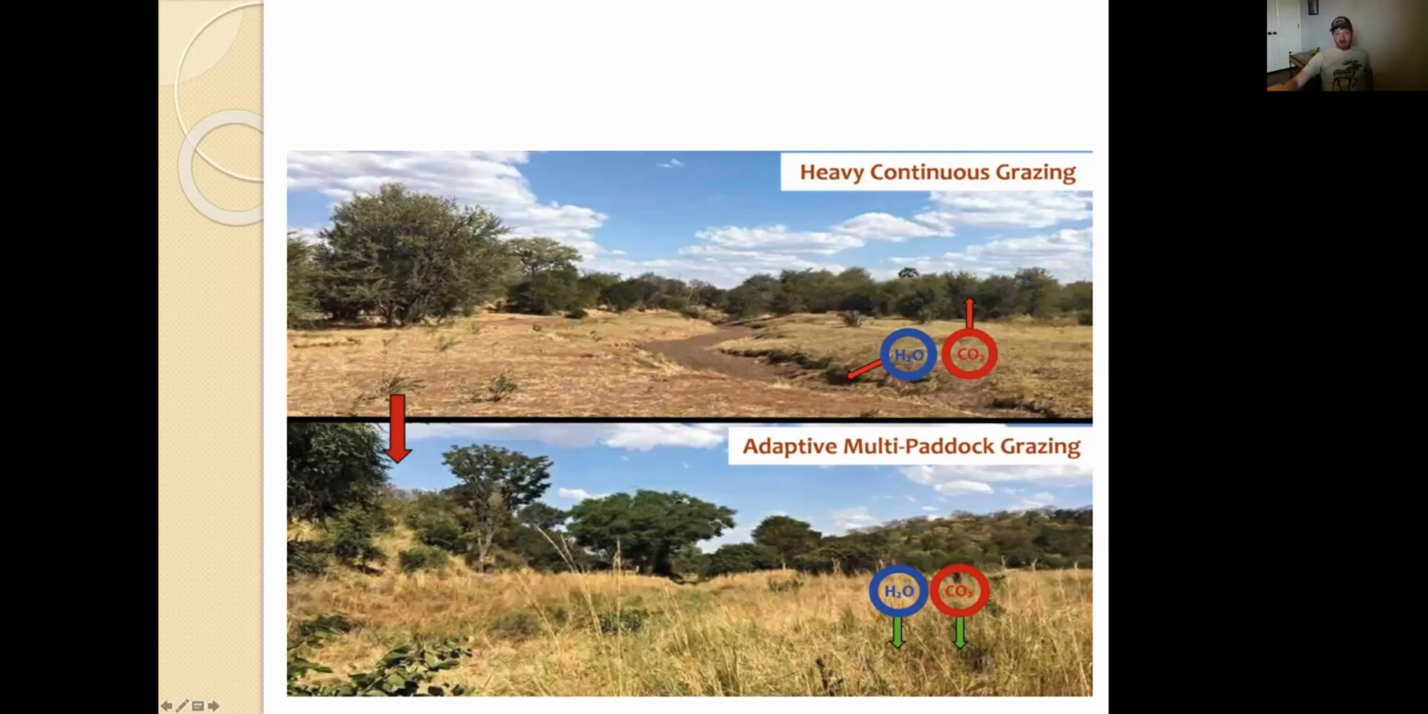Same spot several years later, after incorporating those soil health principles, we have soil 100% covered. We have a diverse plant community. Looks like we have plenty of grasses, forbs. Hopefully there's some legumes in there, even some woody species.